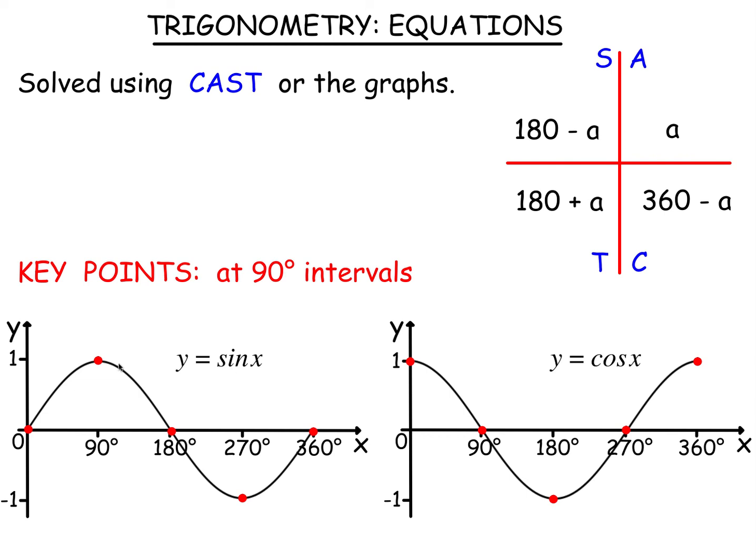So by knowing these, you know where sine becomes 1, it's at 90 degrees, or negative 1 at 270, or where it's 0 at these three positions. There'll be examples of these at the end.